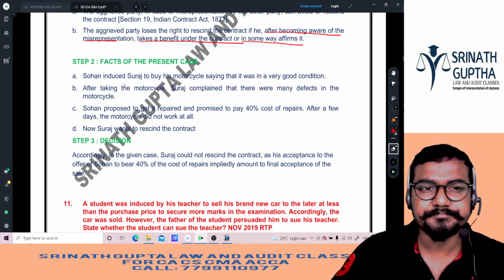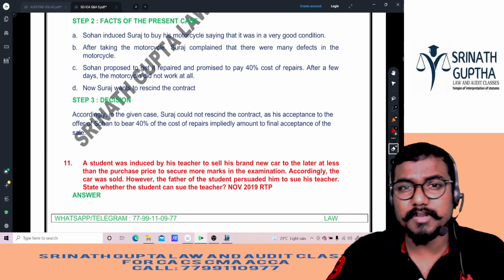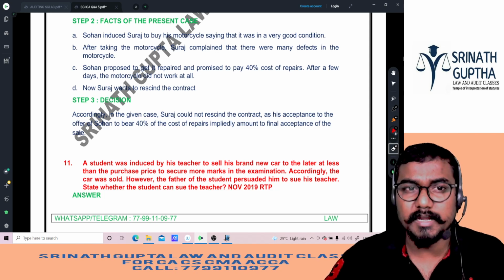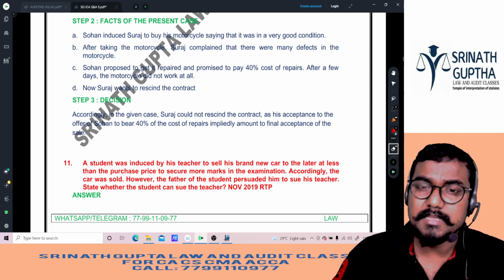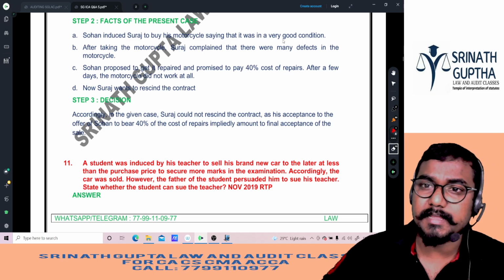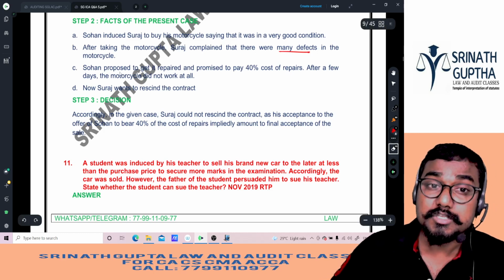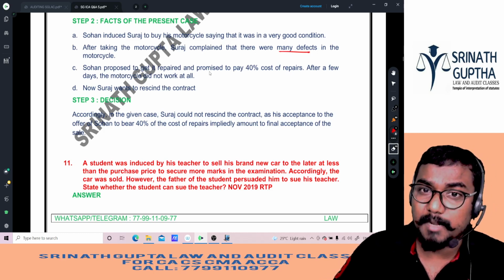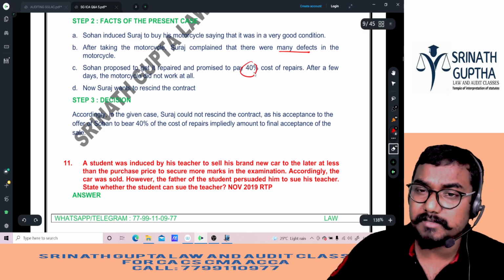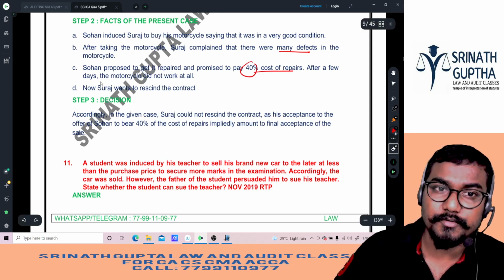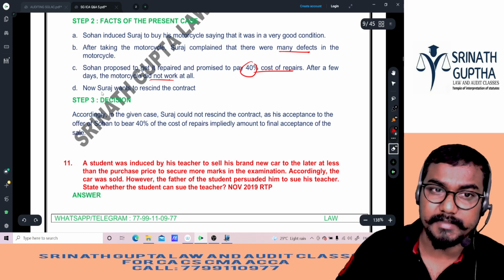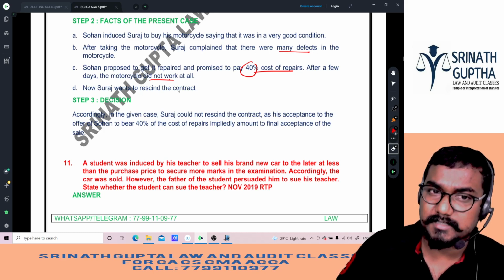Facts of the case. Sohan induced Suraj to buy his motorcycle, saying that it is in good condition. After taking the cycle, Suraj complained that there were many defects in the cycle. Sohan proposed to get it repaired and promised to pay how much? 40% of the cost of repairs. After a few days, the cycle is not at all working. Now the buyer wants to rescind the contract.